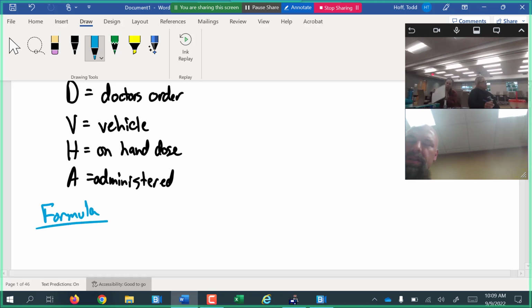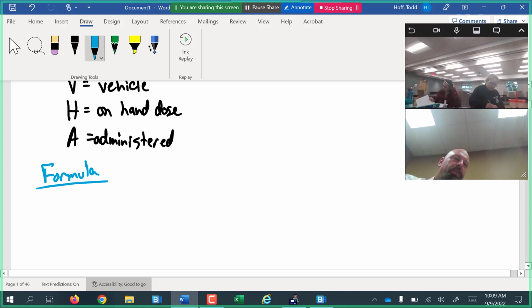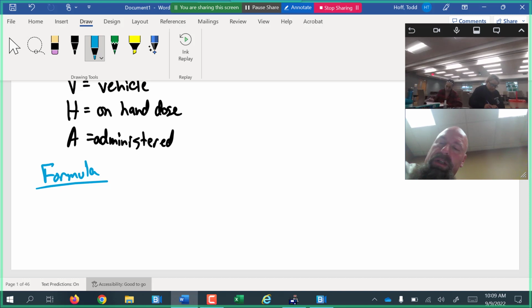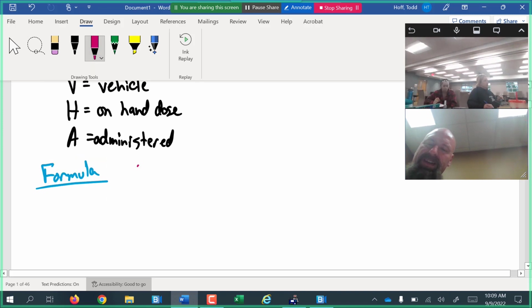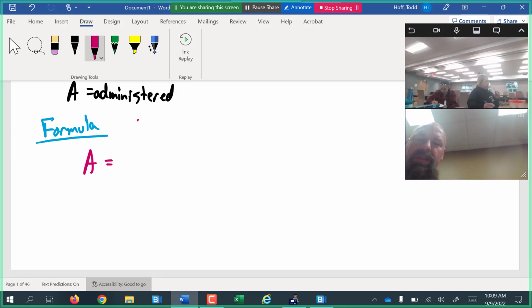So the first method we're going to go over is the formula. Now I'm going to be very upfront with you. I'm going to go through these methods in opposite order of the way I would consider them important. I think the formula is probably the least useful way because it requires you to memorize the formula and use it. But if it's the way that connects with your brain, that's great. I hate memorizing formulas, so I use other methods. The dosage calculation formula is the administered dose is equal to the doctor's orders divided by the on-hand dose times the vehicle.